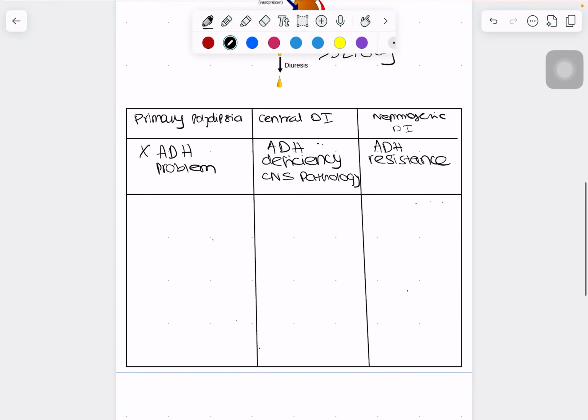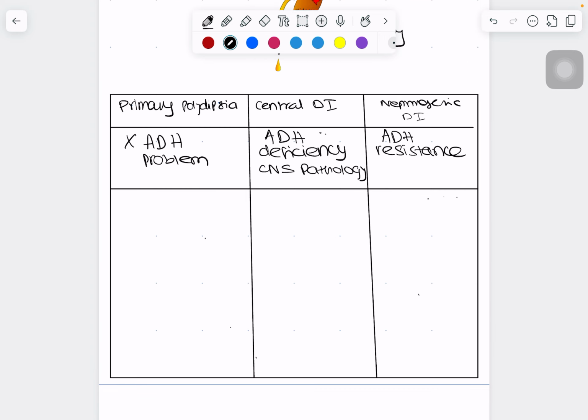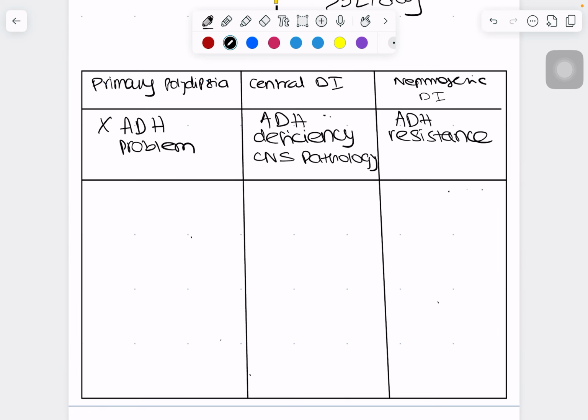So why does this happen? Why do these three conditions happen? So in primary polydipsia, a patient might be suffering from a psychiatric condition that causes him to drink excessive amounts of water. Or maybe the patient is taking antipsychotics, and one of the side effects of antipsychotics is having a dry mouth. So that might be leading him to drink excessive amounts of water.